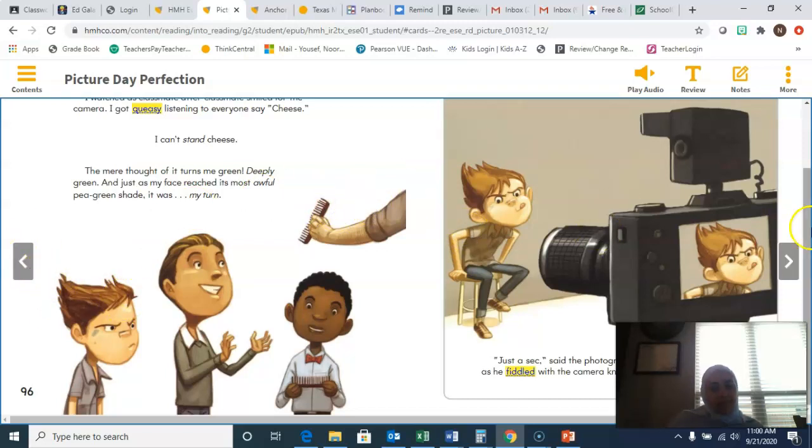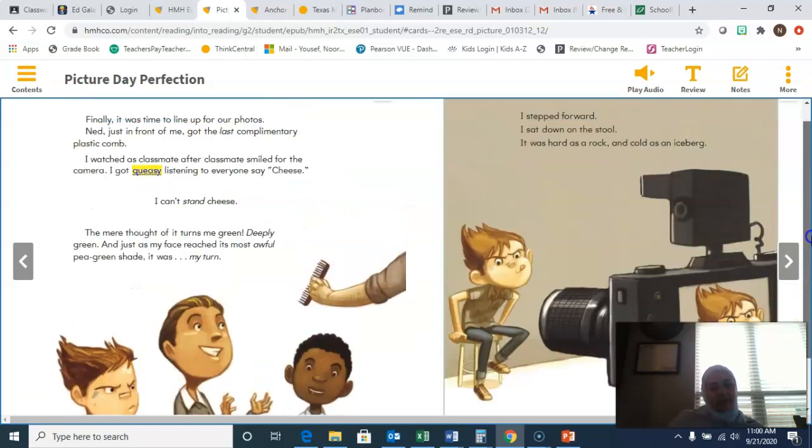And on top of that, he gets queasy when people say cheese because he hates cheese. And it's making him feel sick. People saying cheese, cheese, cheese. And now he feels like he's going to throw up. And his face is green as a pea. It says a pea shade green, right? So that picture is not going to be pretty.